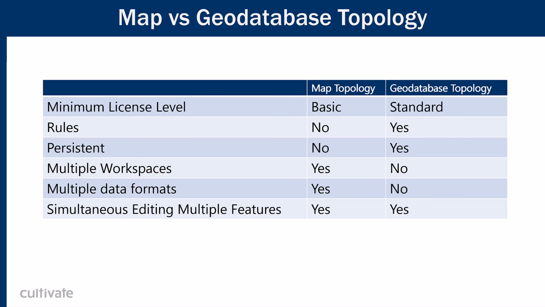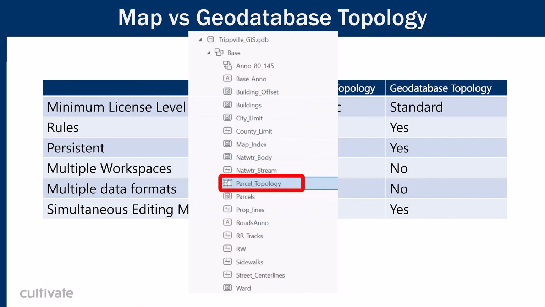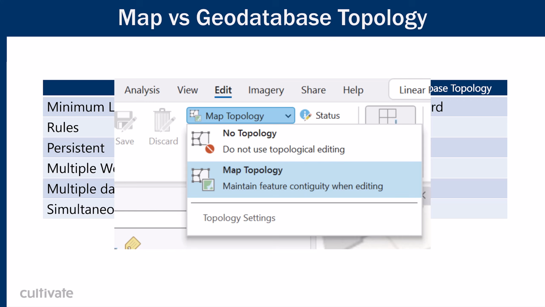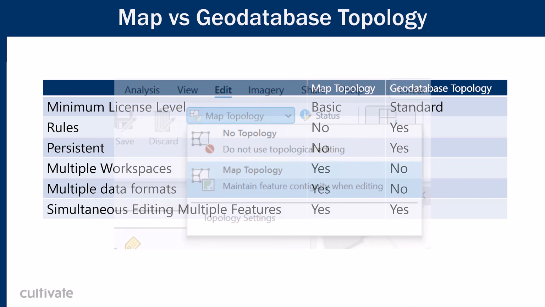Another big difference between these two is where do they reside. A geodatabase topology, as the name would imply, is stored within your geodatabase. It is persistent in that database. It's in there right alongside your feature classes, your standalone tables, your relationship classes, and so on. A map topology is not persistent. It only exists during that editing session within ArcGIS Pro.